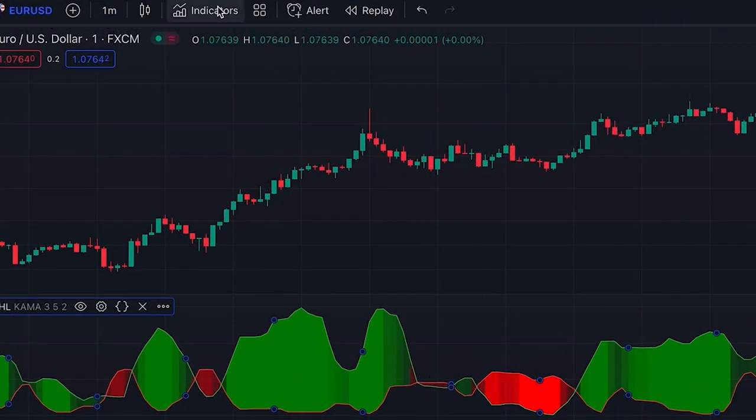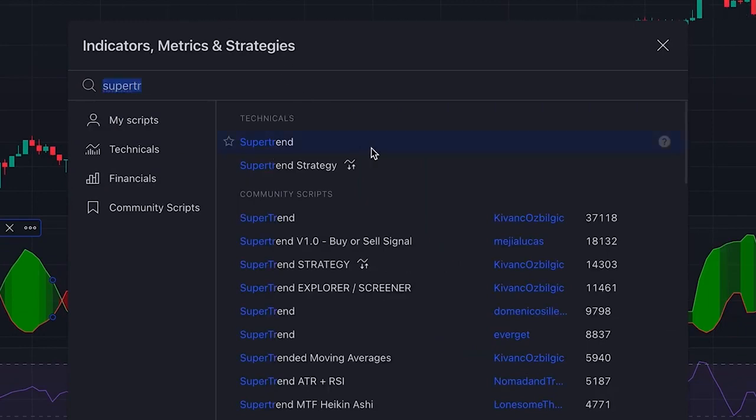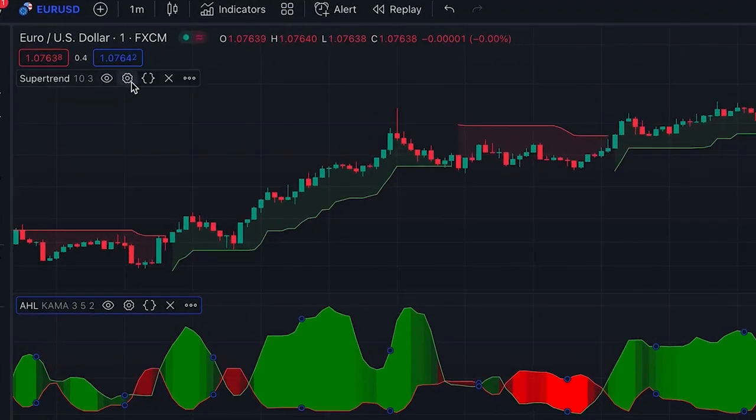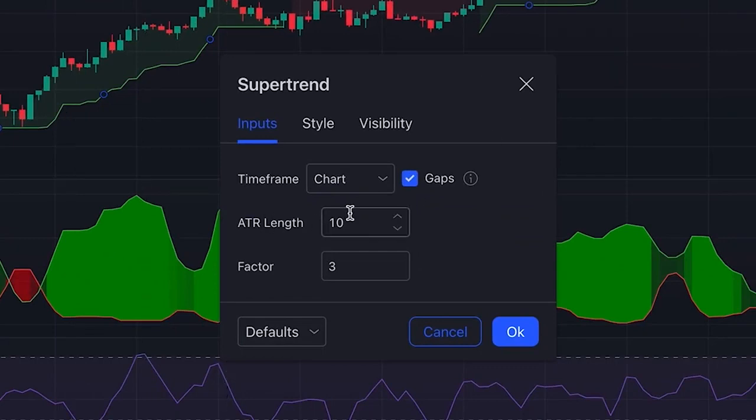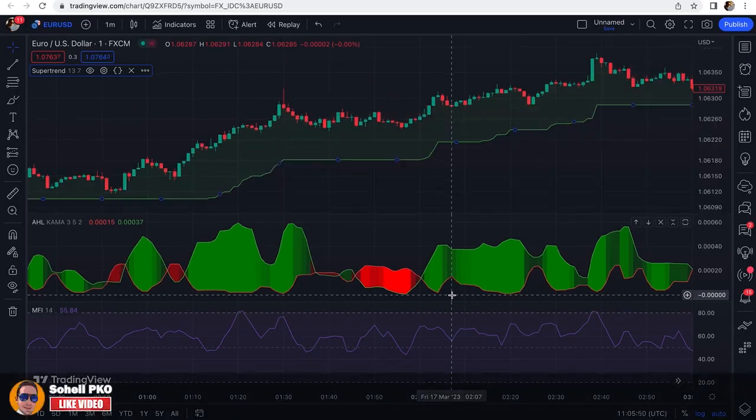And the last indicator that we should add is super trend, this one, and we must change its settings. So we go to its settings, and for ATR length we set it at 13, and for the factor we set it at 7. Alright, everything is already set on the chart.